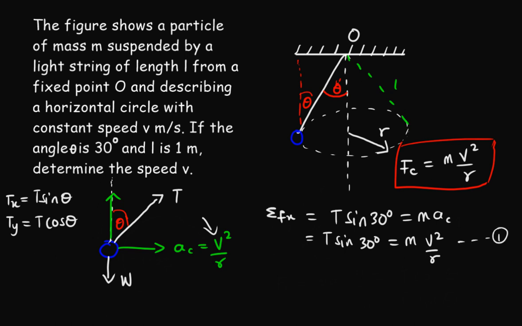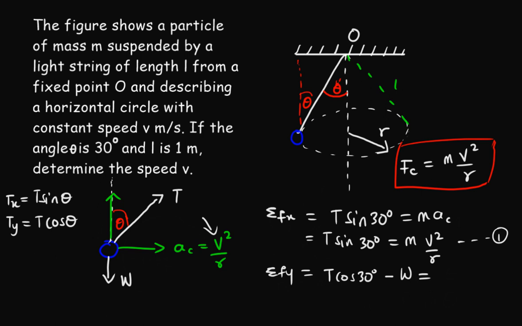Now let's consider the sum of forces in the y direction. I'm going to have the weight and the tension. The tension has a y component, which is T cosine 30 degrees, and the weight is pointing down, so that is minus weight. This should be equal to mass times the centripetal acceleration in the y-axis direction.